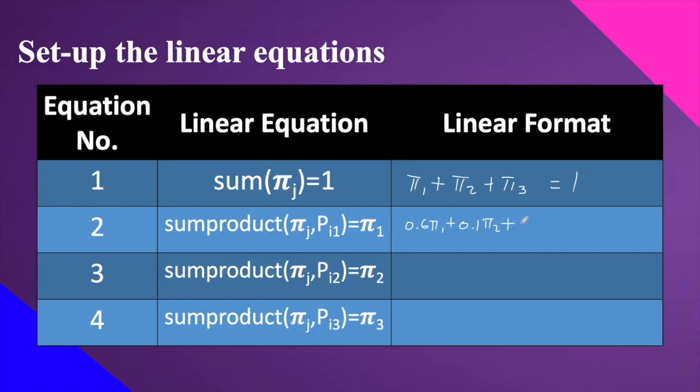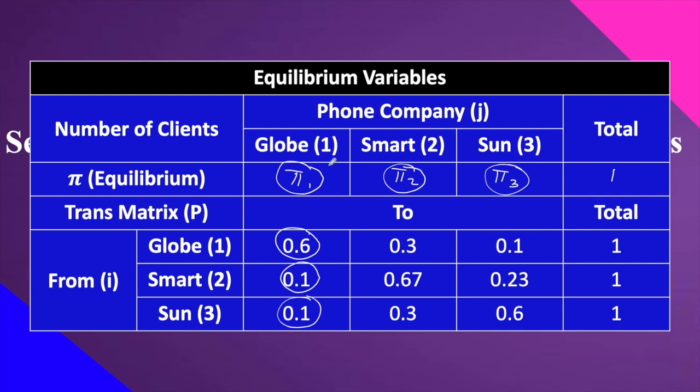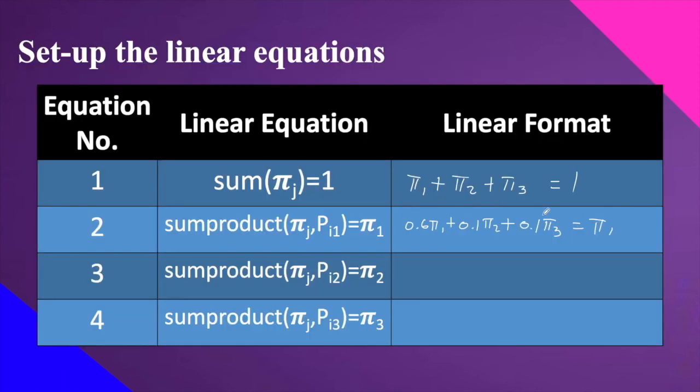Okay? Times pi sub 3. And this is equals daw to pi 1. So, kung ano man yung maging value, kasi nga, di ba, ang goal natin, mahanap po ang values ng pi sub 1, pi sub 2, and pi sub 3. So, kung ano man yung makuha natin dyan mamaya, we are just setting the equations, guys. Gagamitin natin itong mga equations na para ma-solve yung values ng pi sub 1, pi sub 2, and pi sub 3. So, we have now the linear format for our equation number 2.